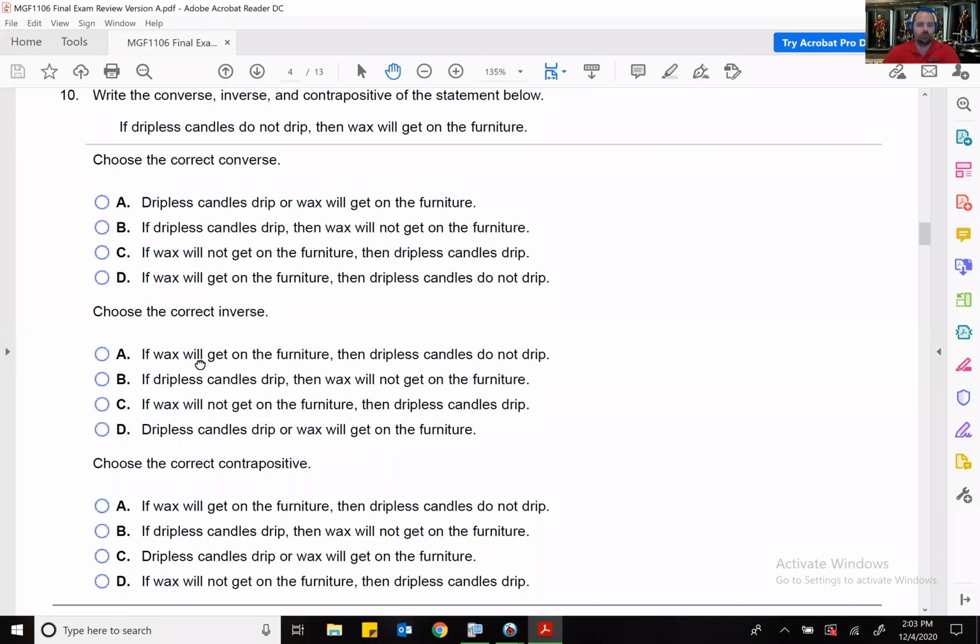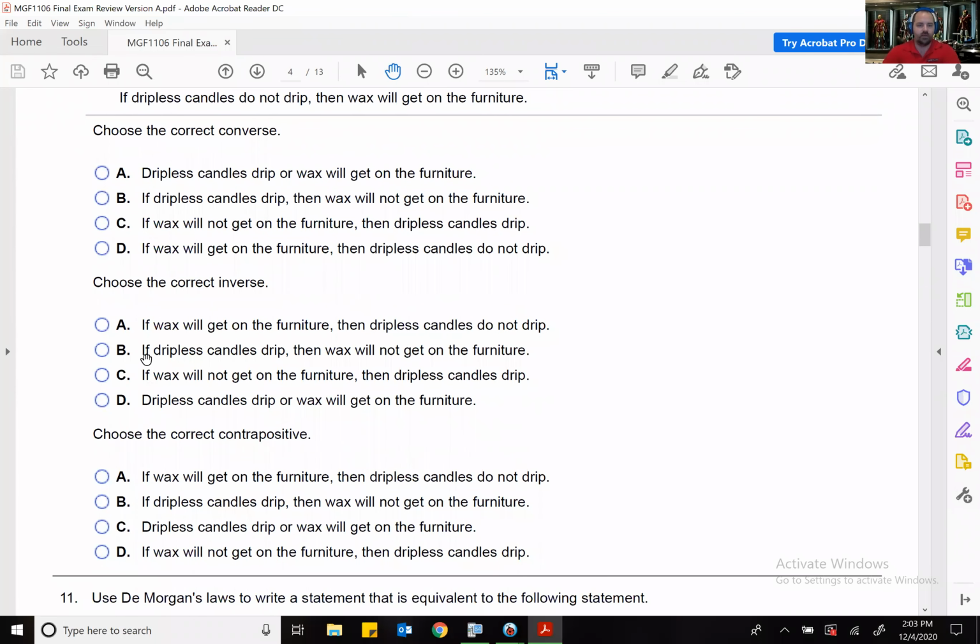And so let's see here. If dripless candles do drip, then wax will not get on the furniture. Right there, it's B.